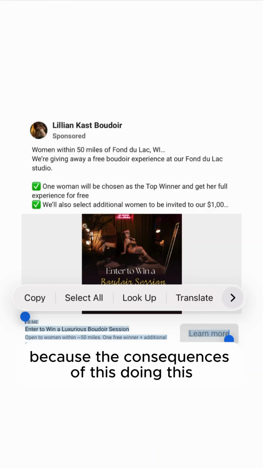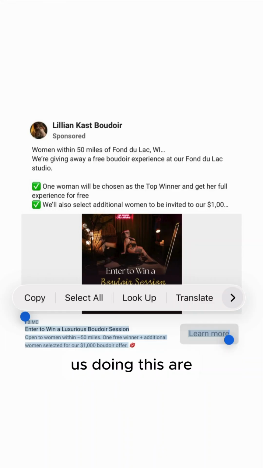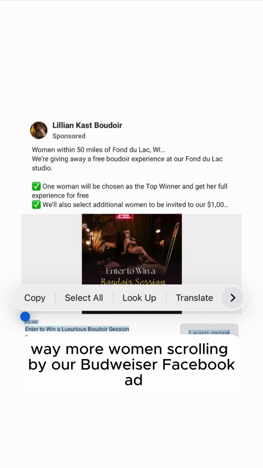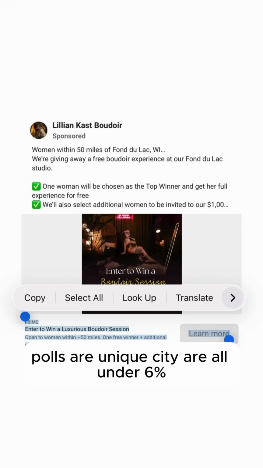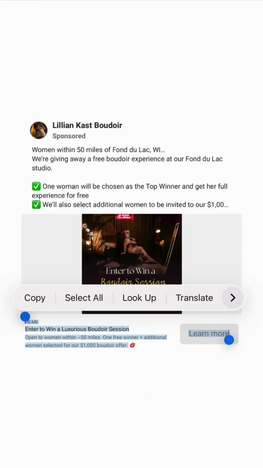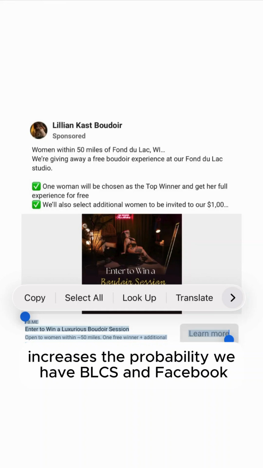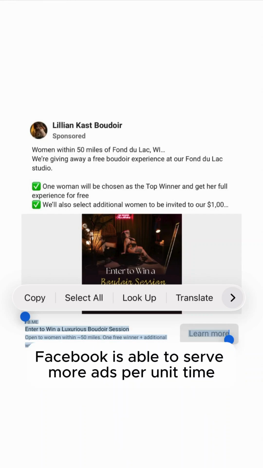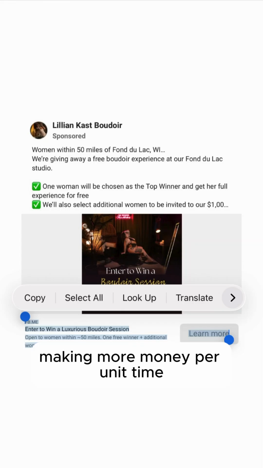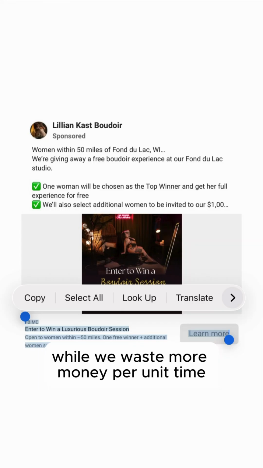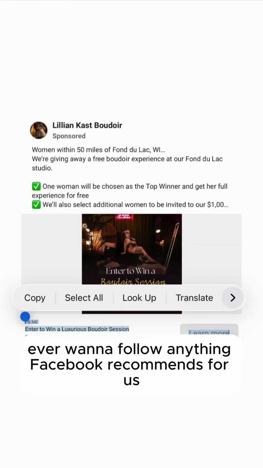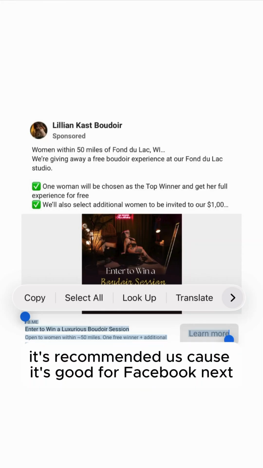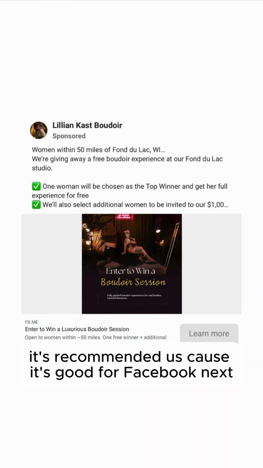Because the consequences of us doing this are we get way more women scrolling by our Boudoir Facebook ad, pulls our unique CTRL under 6%, increases the probability we have BLCS, and since more women are scrolling by our Facebook ads per unit time, Facebook's able to serve more ads per unit time, making more money per unit time while we waste more money per unit time. We never, ever want to follow anything Facebook recommends for us. It's recommended to us because it's good for Facebook.